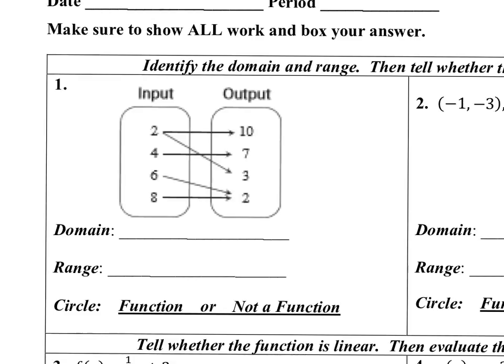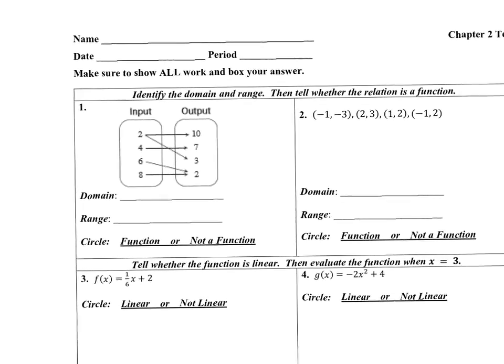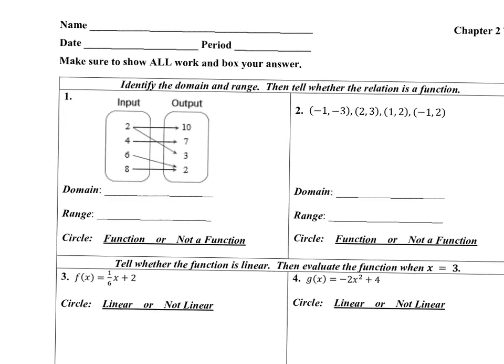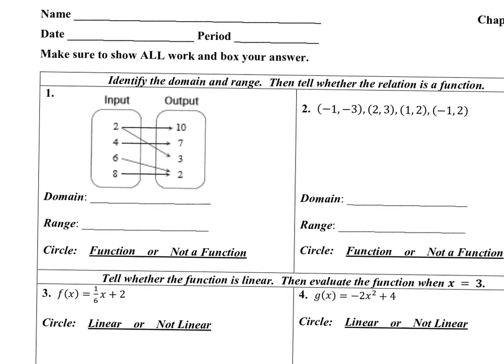So anyhow, identify the domain and range and tell whether the relation is a function. So that's what we're doing for 1 and 2. We're going to tell if these are functions or not. All you got to do is write the domain, write the range, and then circle, is it a function or not a function? Remember, for every input, there can only be one output. So take a close look there, would you? One input, one output. That tells whether or not it's a function.